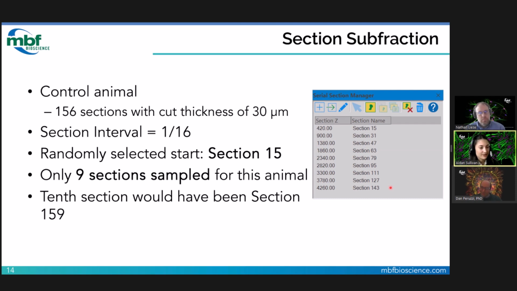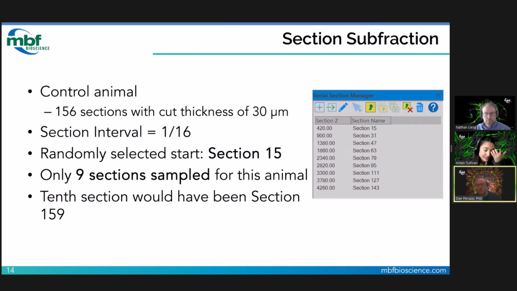And you can see that my last section, my 9th section, is 143. If you add 16 to that, I would be getting section 159. But remember, I only had 156 sections cut through this sample, so I don't have my 159th section here. That's not available for this sample. Is it okay to have 9 sections like this? I know we were aiming for 10 for the pilot study, Dan.